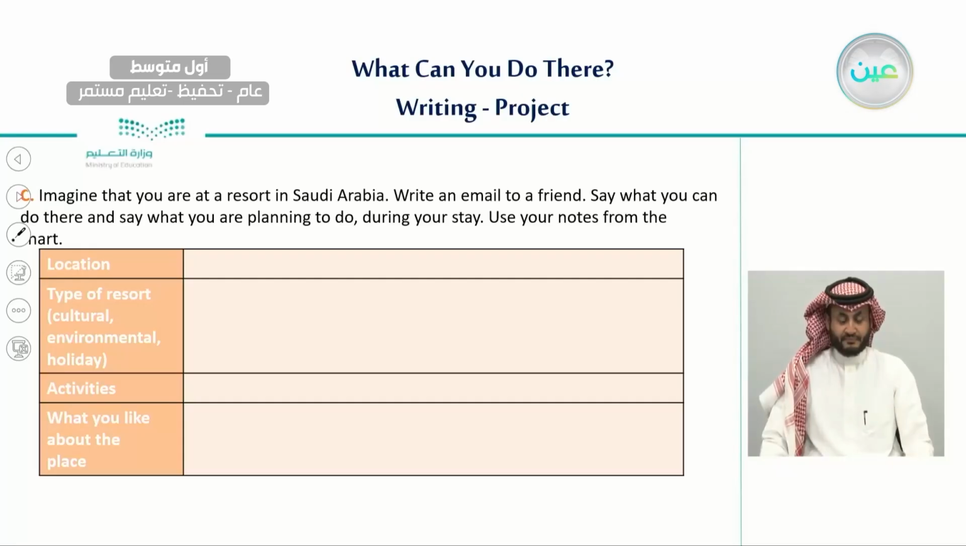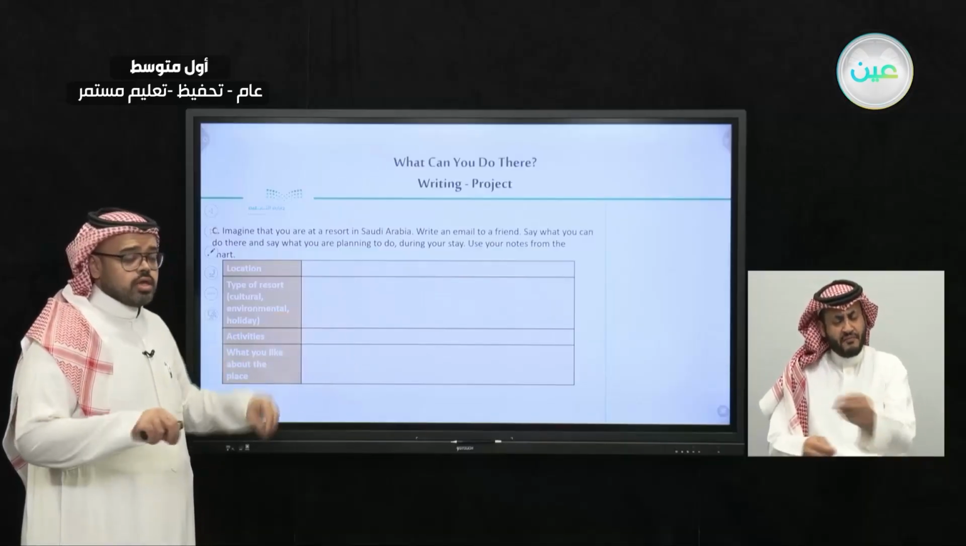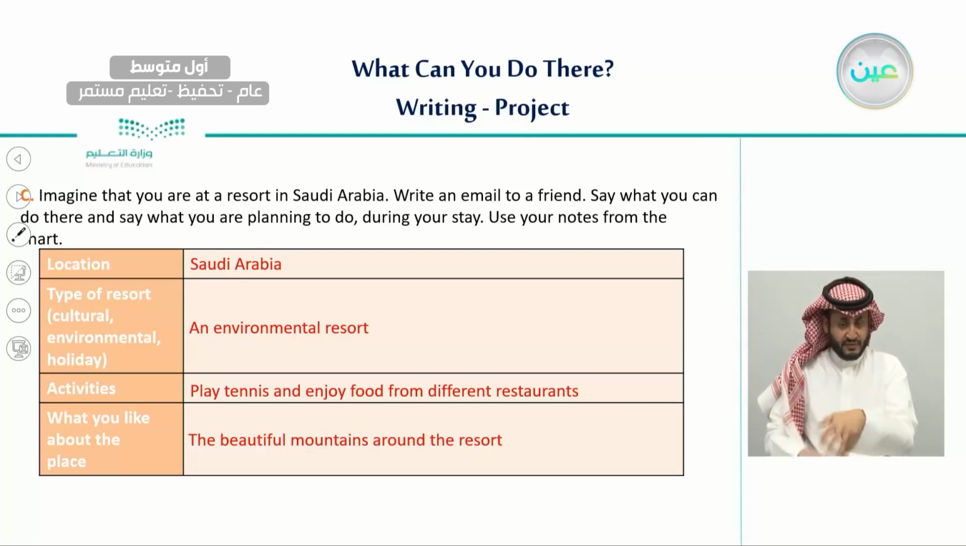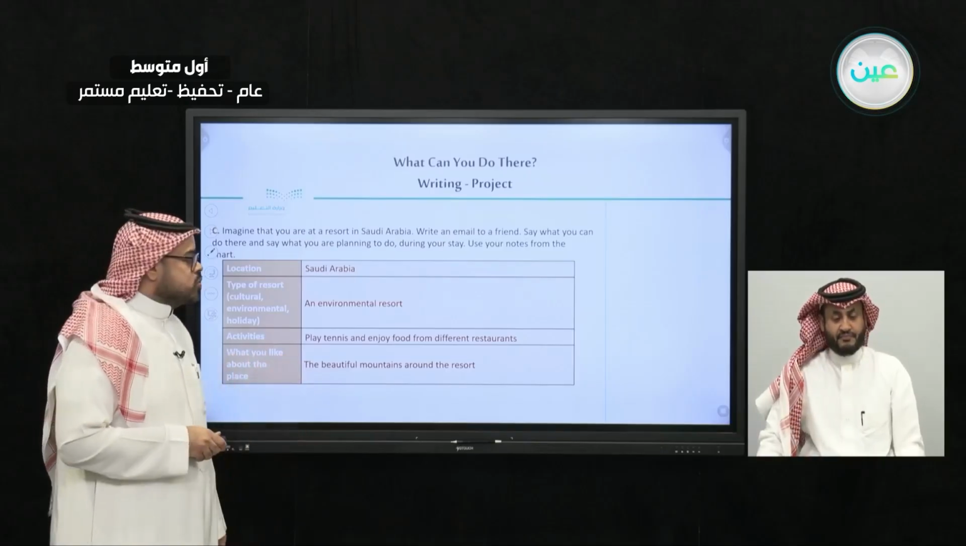So now imagine that, as we said, this is the chart that you can fill in, or the information that you already wrote. You can use it here and write down the activities to help you with writing your email. You can just use the example from Badriya's email about Abha and use it here to include all the information that you would like.